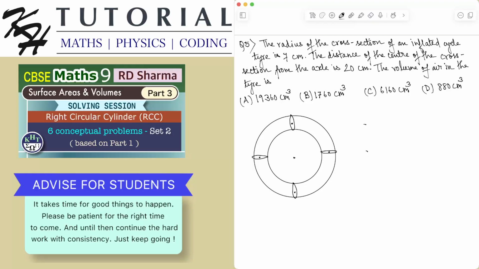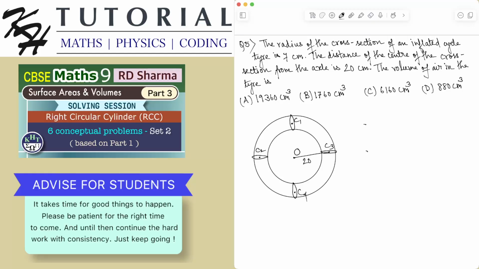Now it is given the distance of the center of the cross section. That is, the center of any cross section of the tire from the axle is 20 centimeter. Meaning, let's say the axle point is O, and let's say these are the centers C1, C2, C3, C4. The distances of C1, C2, C3, C4 from O are all the same, which is given as 20 centimeter.